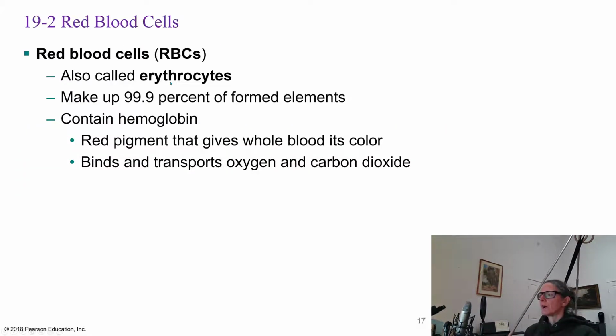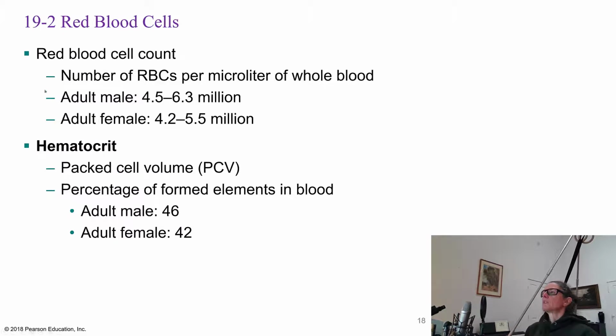So these are called erythrocytes, and as we know, these red blood cells make up 99.9% of the formed elements. We'll look at the structure of hemoglobin in a little bit. This is the protein that these cells are packed full of, and it is a 4-subunit protein where each subunit contains one heme group, and the heme group is what's responsible for transporting the oxygen. When we look at red blood cell counts, the number of red blood cells per microliter of whole blood, we see that males have anywhere between 4.5 and 6.3 million, females 4.2 to 5.5 million.